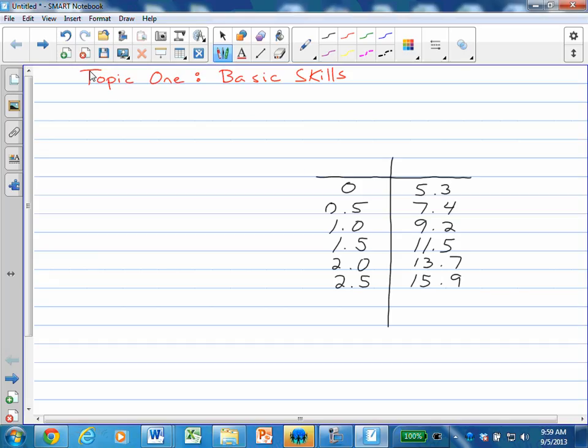So this is, let's say, time since start, and this is temp. What else do I need with that? I need some units, right? Now, time since start, well, that could be seconds, that could be hours, or that could be days, right? It's hours, okay?